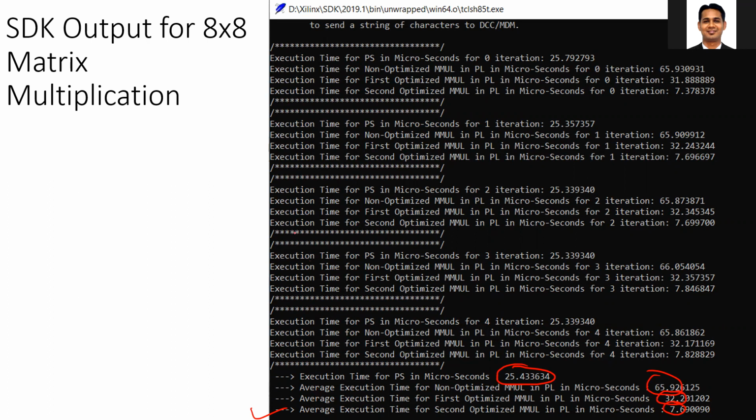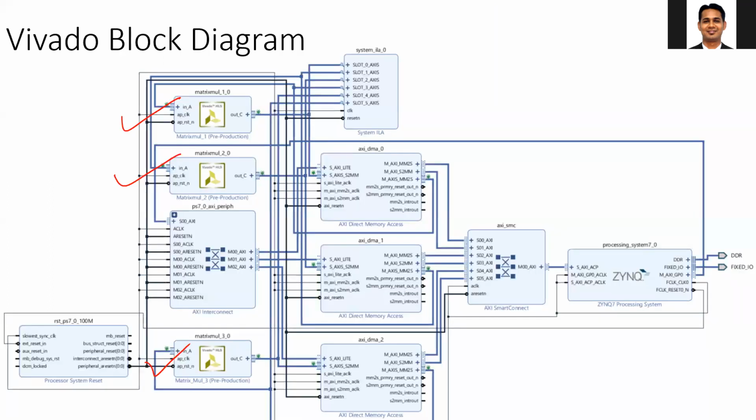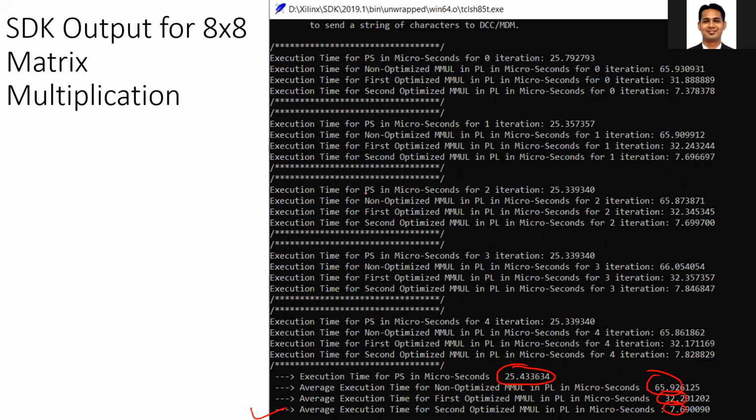Regarding the process of exporting the IP as well as how to write the SDK code, I'll have a separate video after I discuss how to optimize the IP further using the word length. So please wait for a couple of my videos to understand the SDK design flow and how to write the code in the SDK. So this completes the third optimization in the Vivado HLS for matrix multiplication. In the next video, we'll discuss the word length optimization.